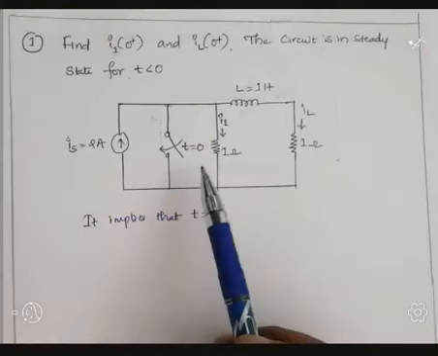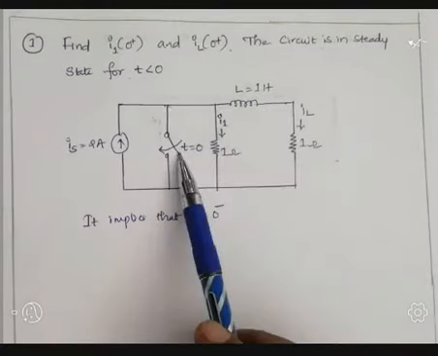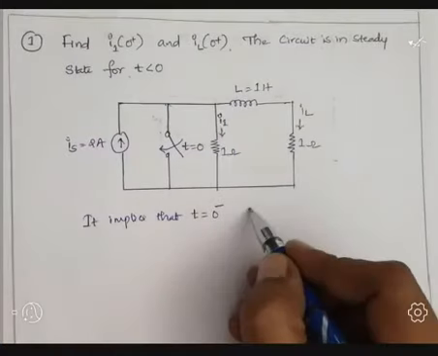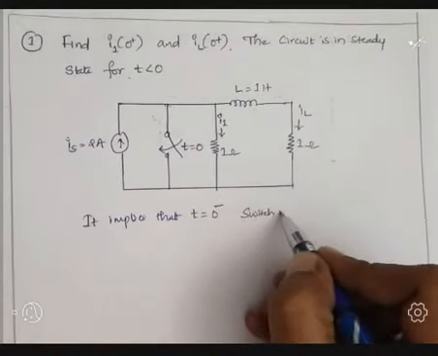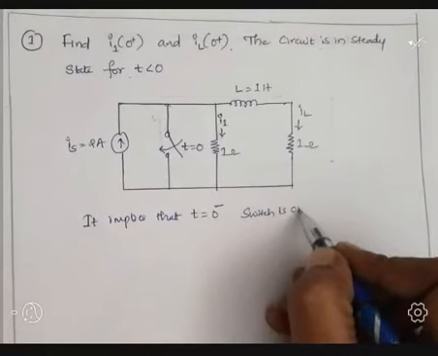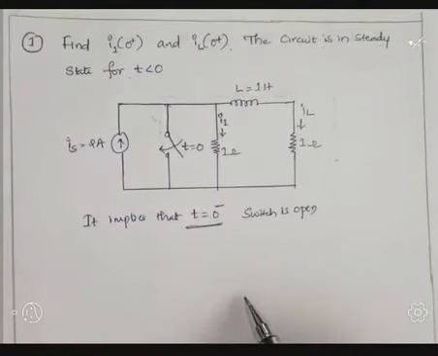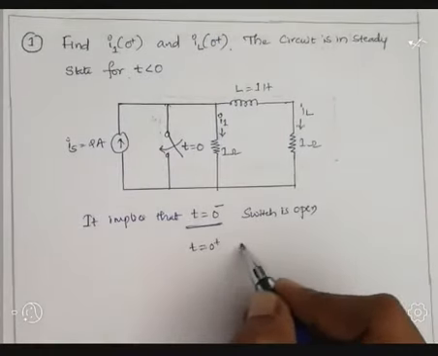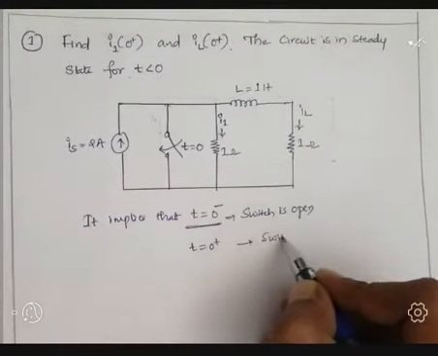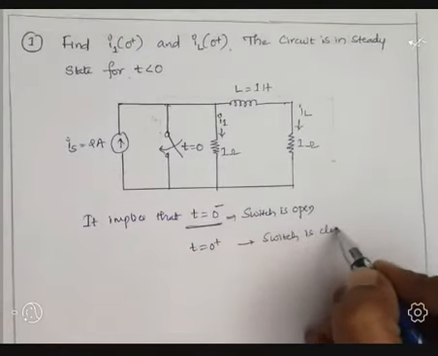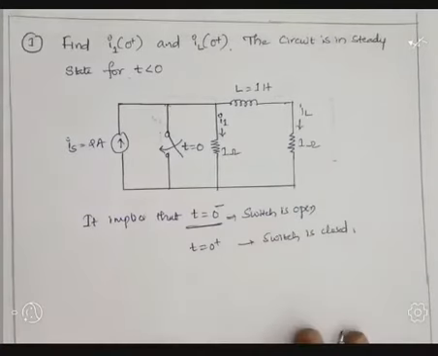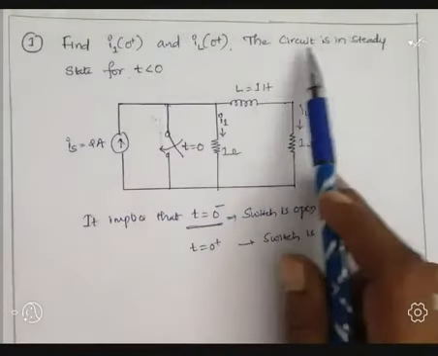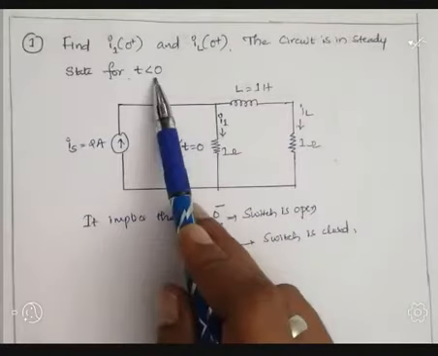The symbol for the switch, as per the given data, it is open. Switch is open at t equal to 0 minus, and it is closed at t equal to 0 plus. So the circuit is in steady state with the switch open. The circuit is in steady state for t less than 0, meaning t equal to 0 minus.